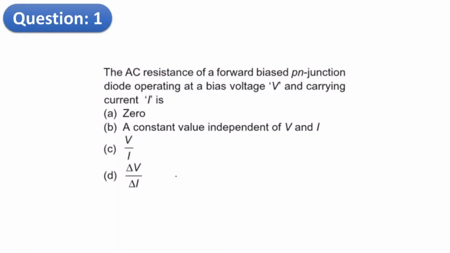Question number 1: the AC resistance of a forward biased pn-junction diode operating at a bias voltage V and carrying current I. If we talk about the characteristics of a p-n junction diode, the x-axis is the voltage axis and the y-axis is the current axis. So this is the forward bias characteristic.